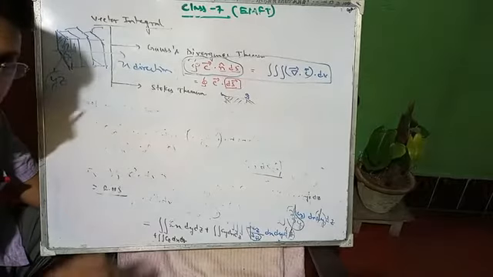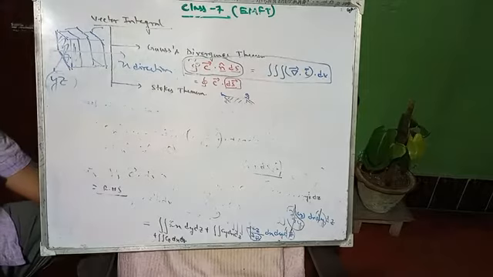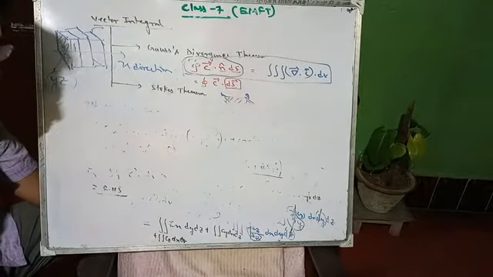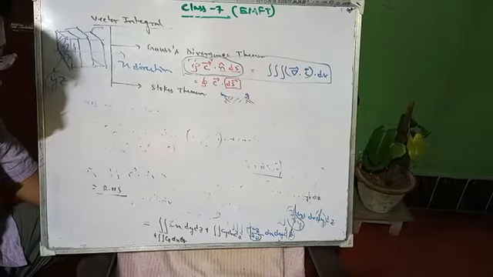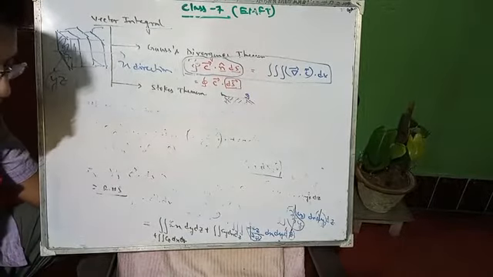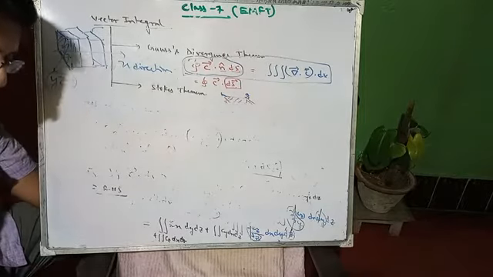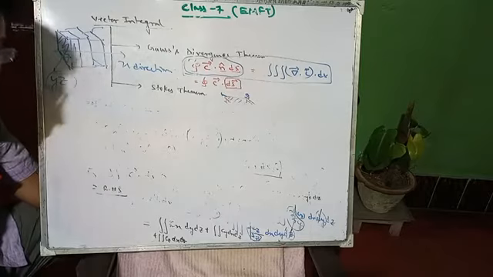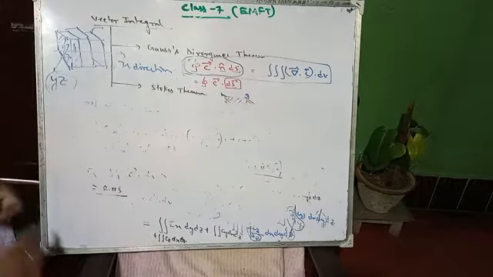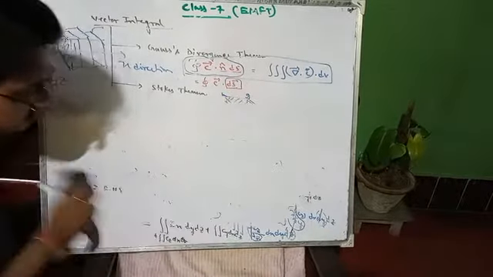The line integral, I repeat from the very first, of the tangential component of an arbitrary vector field around a closed loop is equal to the surface integral of the normal component of the curl of that vector over any surface which is enclosed by the loop. Here we are taking a closed line.